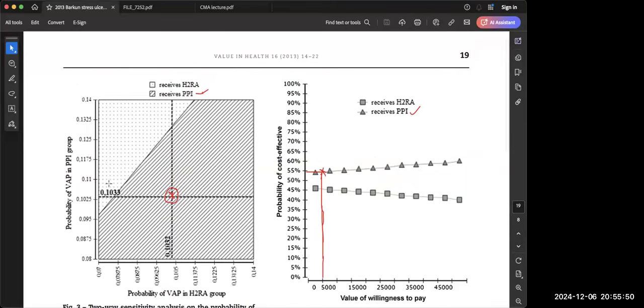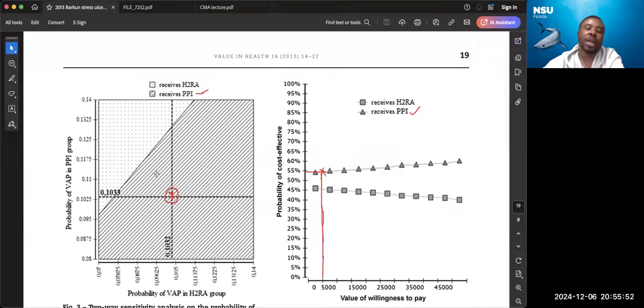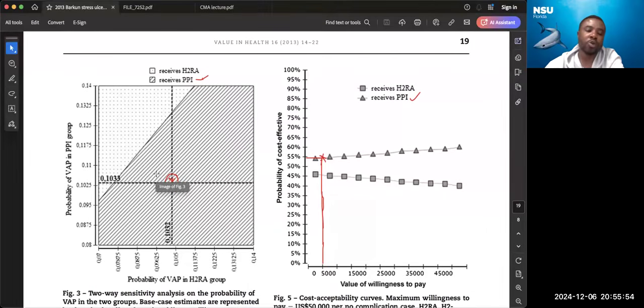Threshold. Okay, so this is threshold. This is how you know whether it was one-way or two-way. Remember the probability of VAP in the PPI group and the probability of VAP in the H2 array group. These are all parameters that we just spoke about. In this case, they varied two variables at the same time and kept everything else intact.